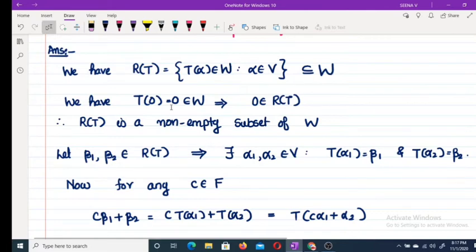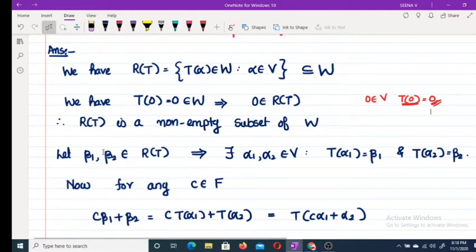We have T of 0 equal to 0, and this 0 belongs to W because W is a vector space. This 0 is actually the image of 0, where 0 belongs to V, and T of 0 equal to 0. T of some element equal to 0. Therefore, this belongs to the range of T. Therefore, the range of T is a non-empty subset of W.